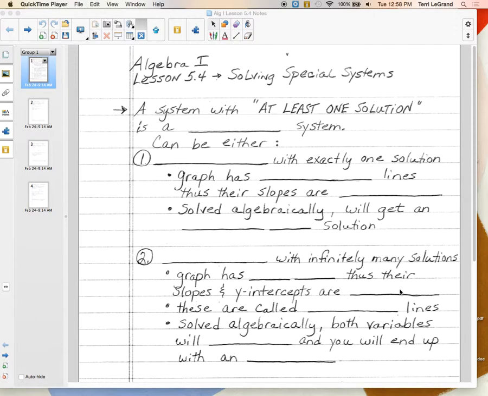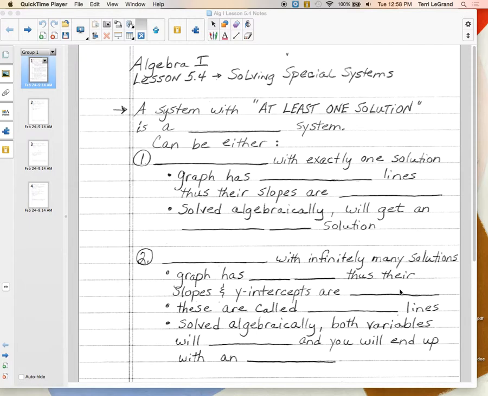How about no solution? Do you think there's such a thing as a no solution to a system of equations? Yes. Michaela, what do you think? If the lines are parallel. If you have parallel lines, will they ever meet? No. Will they ever share a point? No, they can't ever share a point because they're never going to meet. So then there's no solution.